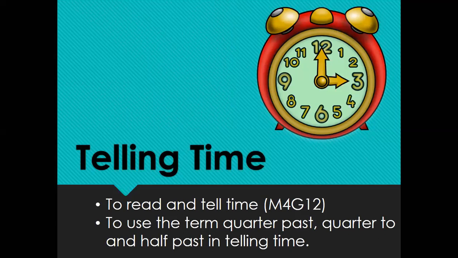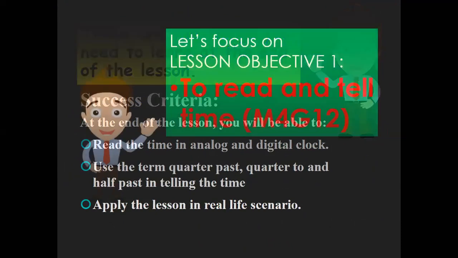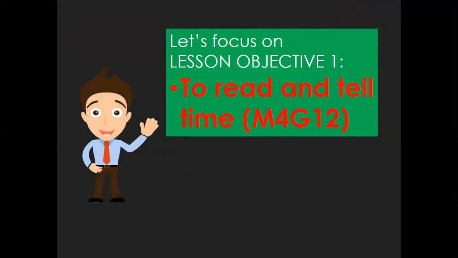Our topic is about telling time, with the following objectives: to read and tell time, and to use the terms quarter past, quarter to, and half past in telling time. So here are the following success criteria. At the end of the lesson, you will be able to read the time in analog and digital clock. Second, use the terms quarter past, quarter to, and half past in telling time. And apply the lesson in real-life scenarios. So let's start first with lesson objective number 1, to read and tell the time.